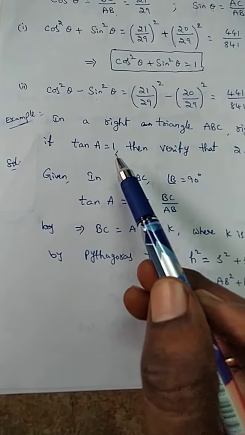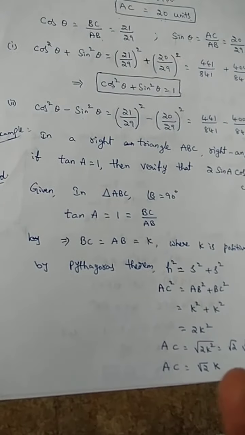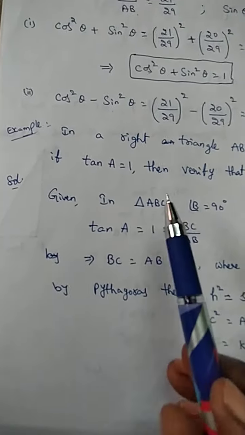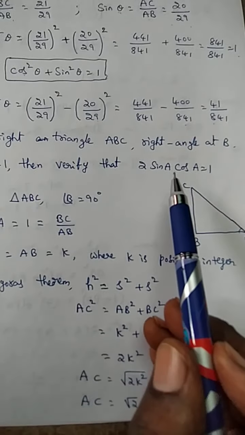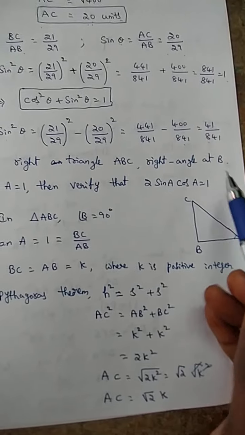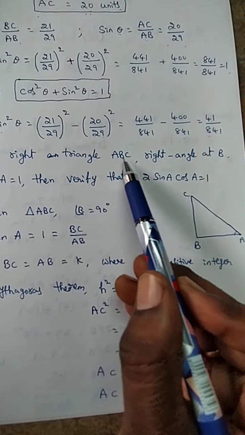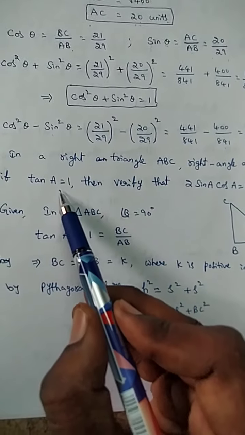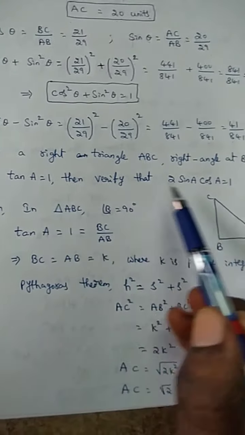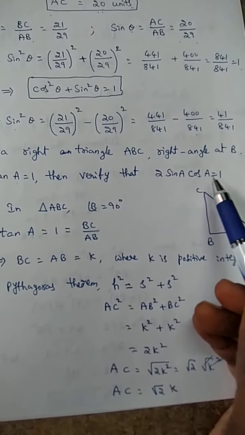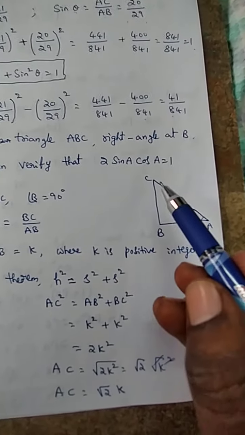If tan A is equal to 1, what is the given measure here? Tan A is equal to 1, then verify that 2 sin A cos A is equal to 1. Here B is a right angle, so automatically the remaining two angles are acute. What are those? A, C. But in the whole problem, we are observing angle A only, because they mentioned that tan A is equal to 1 and asked to verify that 2 sin A cos A is equal to 1. Clear? So draw the diagram.